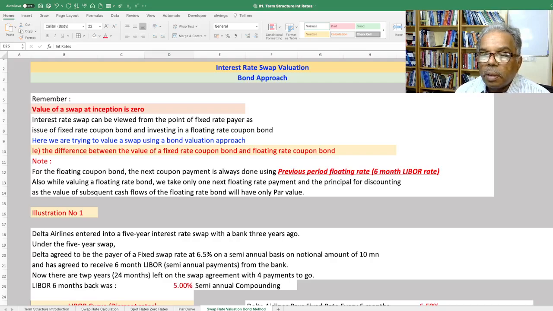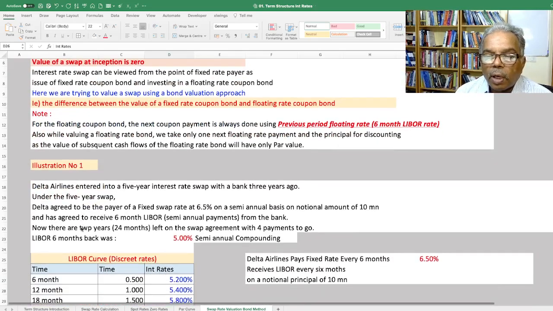Important note here: for the floating rate coupon bond, the next payment is always determined using the previous floating rate, here the previous 6 months LIBOR rate. While valuing a floating rate bond, we only take the next floating rate payment and the principal for discounting, as the subsequent cash flows of the floating rate bond will have only the par value, so we can ignore that. Let's take an illustration for calculating the value of a swap.